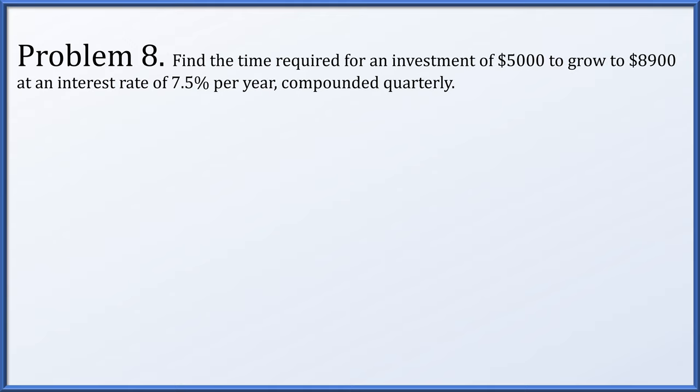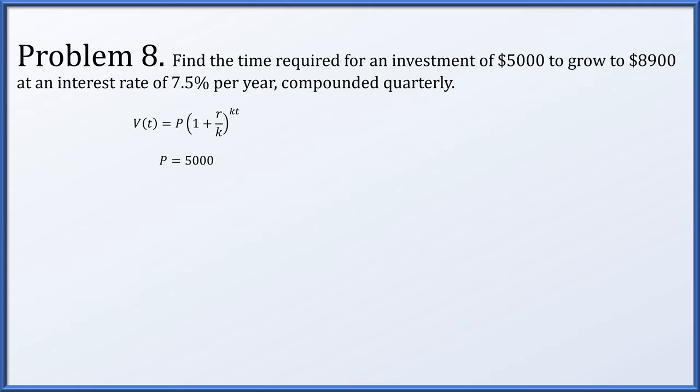In problem 8, we will find the time required for an investment of $5,000 to grow to $8,900 at an interest rate of 7.5% per year compounded quarterly. So we have this formula that we've used in the previous few problems. V of t is p times 1 plus r over k to the kt.